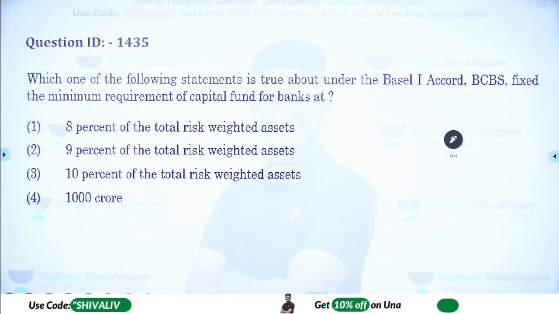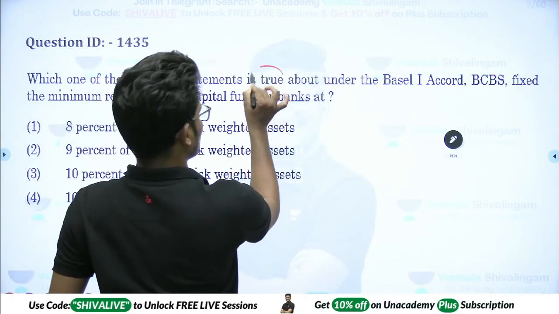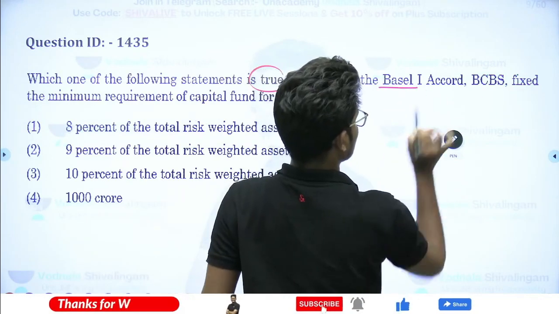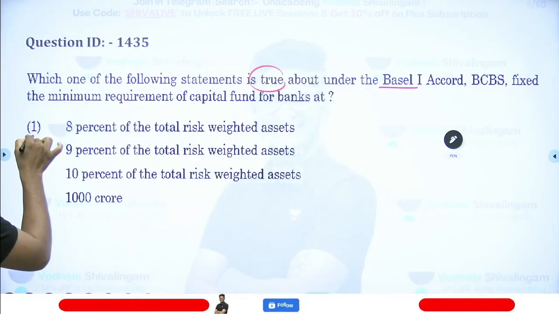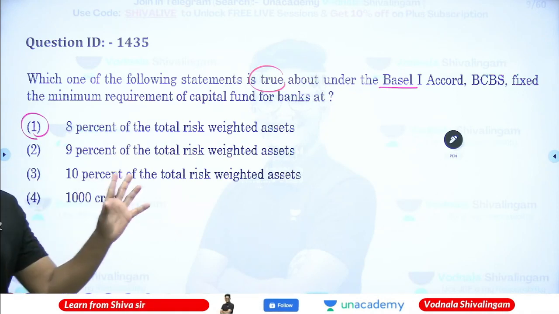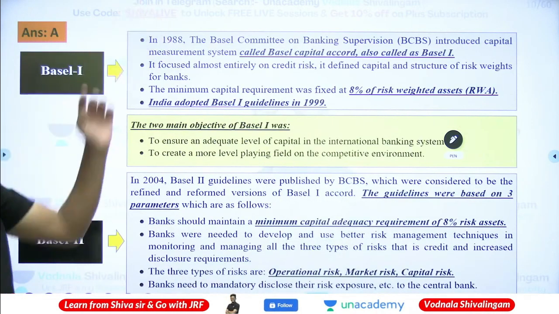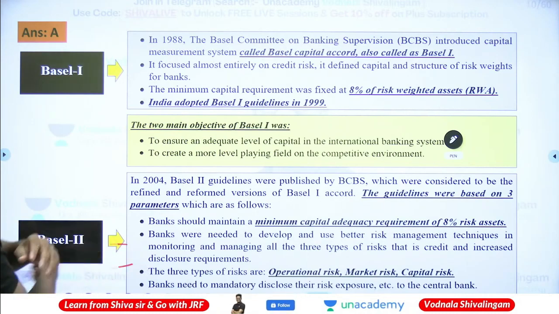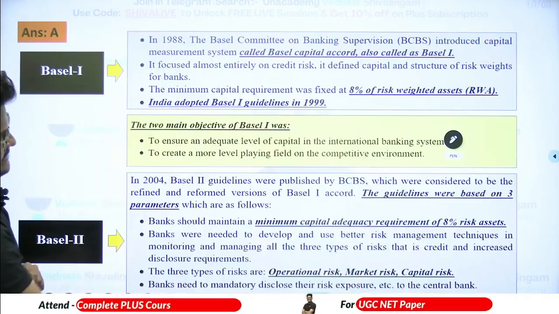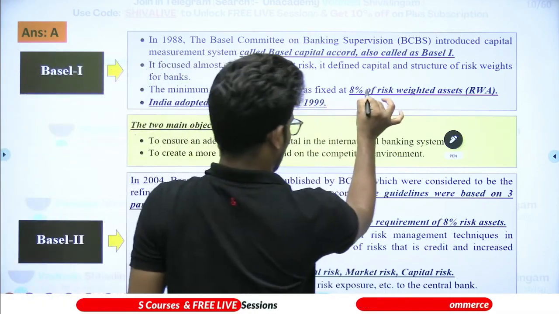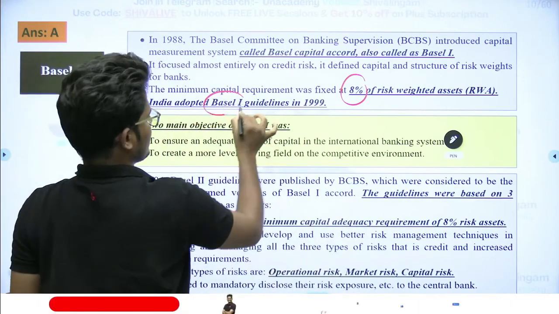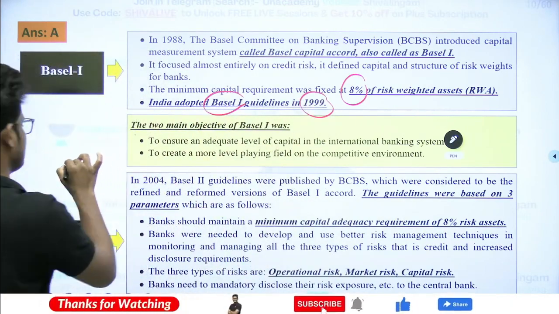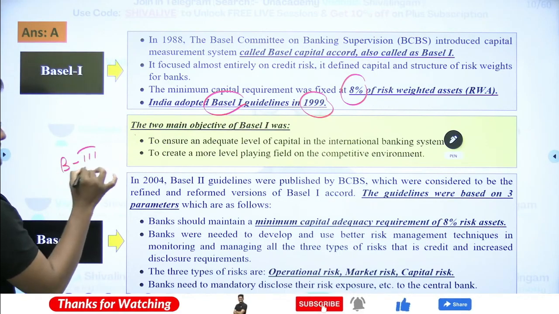Which of the following is true about the Basel I Accord, which is BCBS? Fixed the minimum requirement of capital fund for a bank. Option A. This is a very well-known concept and a well-known answer also. It is risk-weighted asset related. They were asking about Basel 1. Under Basel 1, the minimum capital requirement is 8% of the risk-weighted assets. India adopted Basel I in 1999. Now Basel 3 is going on.